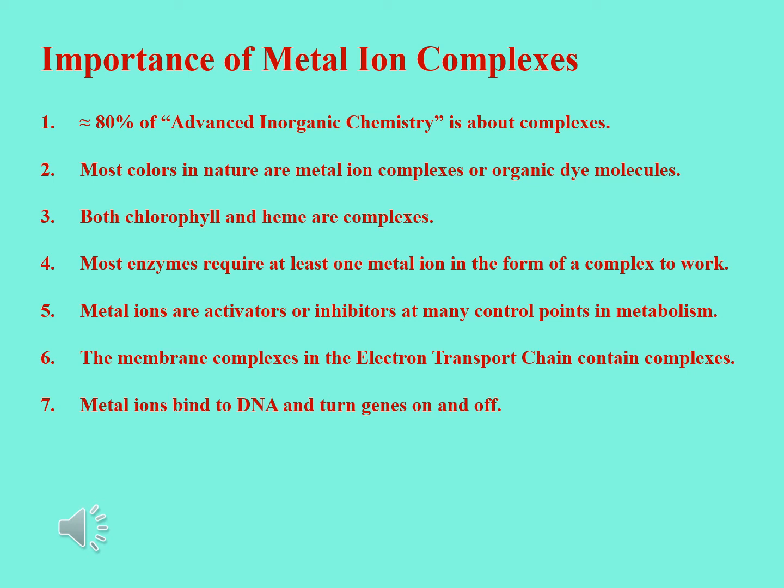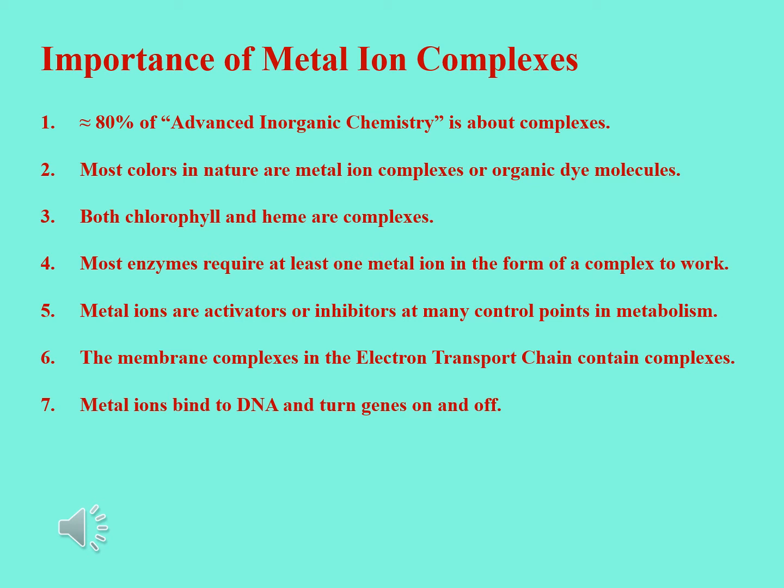Most colors in nature are either metal ion complexes or organic dye molecules. Sometimes they're bonded together. These are things like leaves and fruit and bird feathers and anything else that's colorful. Both chlorophyll, which is what collects light from the sun for plants to make food, and heme, which is what carries oxygen in the blood in order for animals to be able to metabolize food, are both complexes.